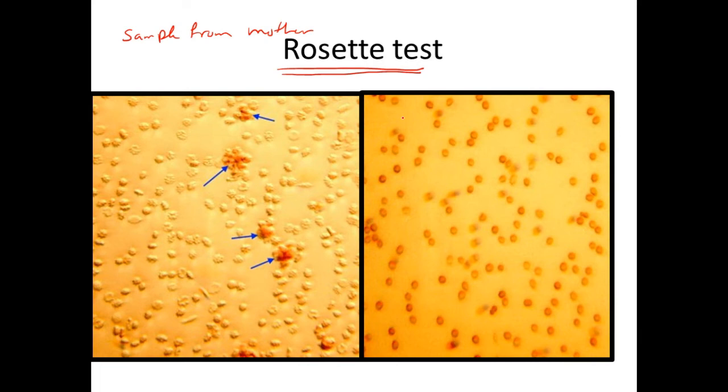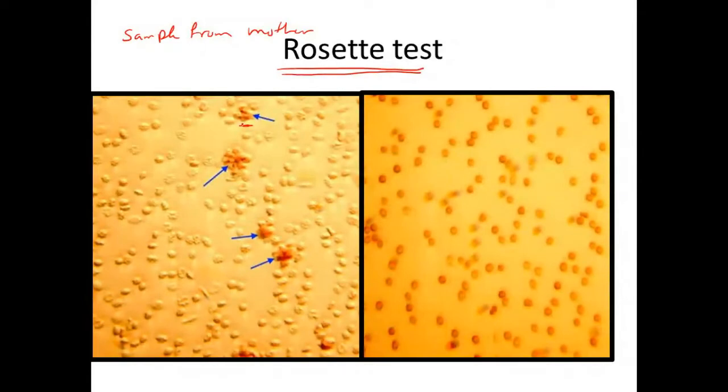Let's see the negative and positive result. So here in the positive result of the Rosette test, it is special: the test cells will be D positive cells. Where do the D positive cells come from? From the baby, not the mother. Yes, from the baby, surrounded with special cells, and give this appearance.